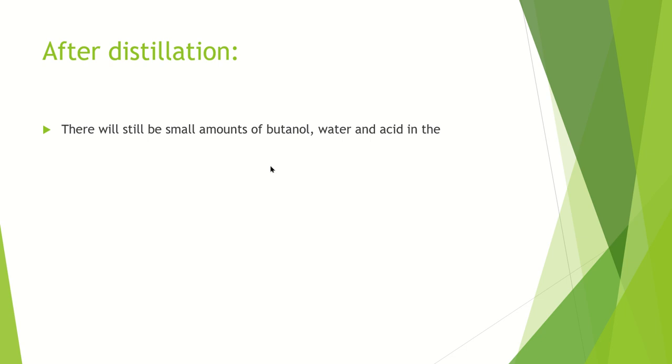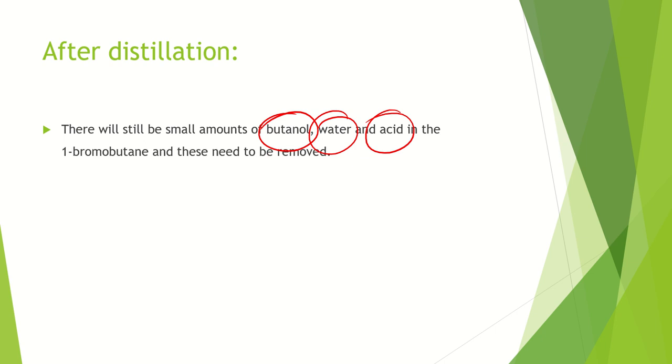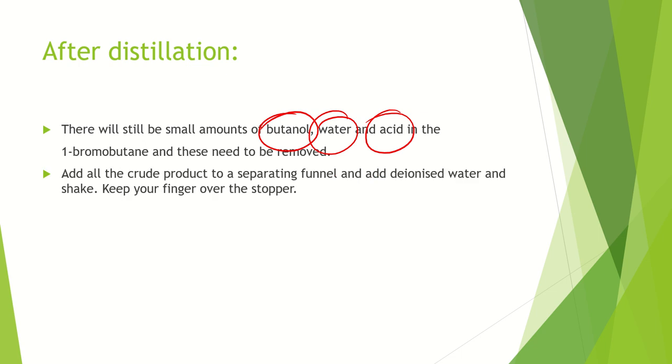So we're still going to have small amounts of butan-1-ol. We're going to have some water. We're still going to have some of the unreacted sulfuric acid from earlier. And we need to get the 1-bromobutane out of that, or maybe those things out of the 1-bromobutane, either way, to increase the purity of the 1-bromobutane.